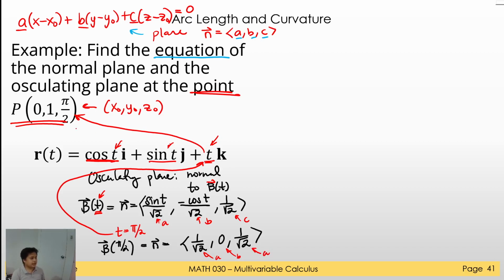I found the oscillating plane, no? It should be the normal plane. That is why I'm confused. Sorry.